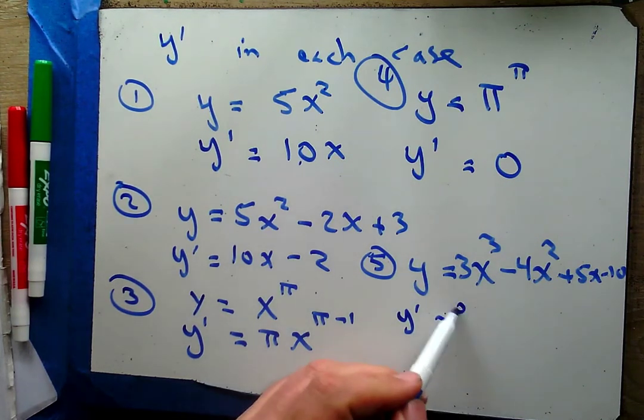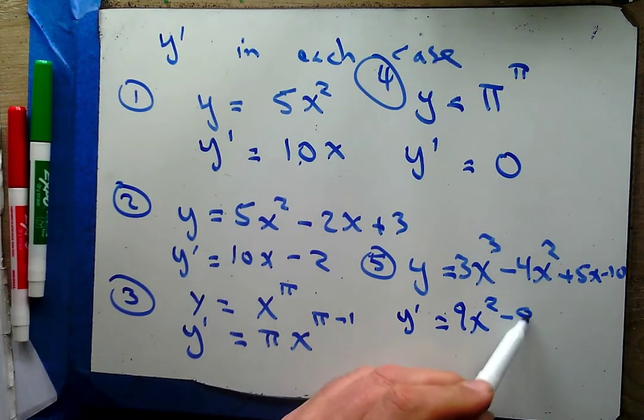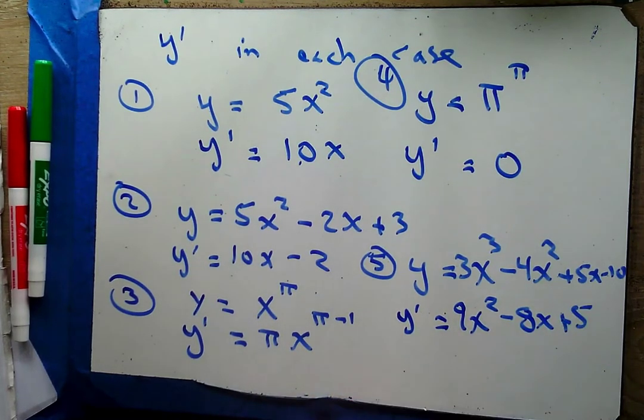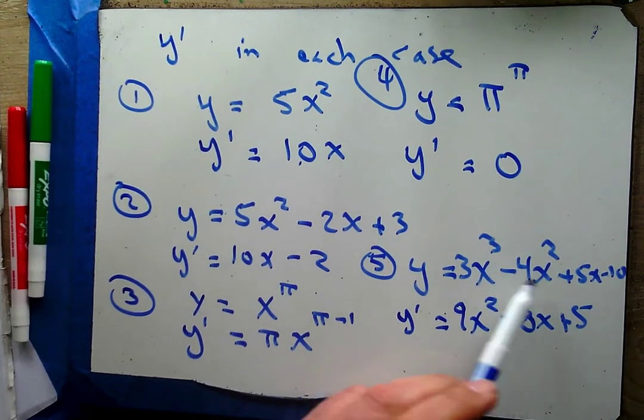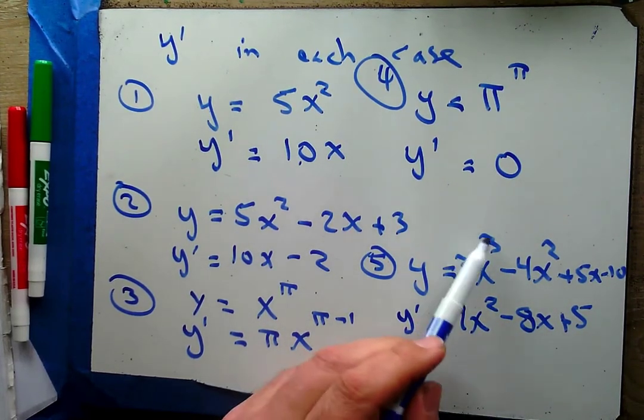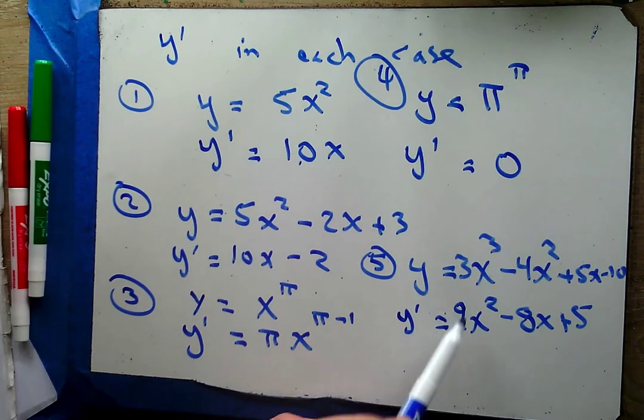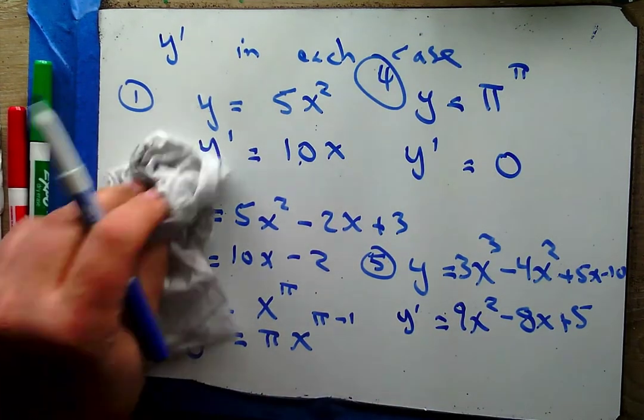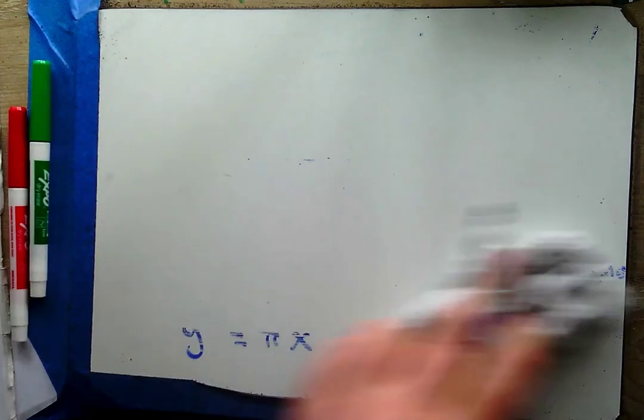9x squared minus 8x plus 5 is my derivative. Derivative of 5x is 5. I brought down the 2. I had negative 8x to the first. I brought down the 3 and subtracted 1. 3 times 3 is 9. Okay, we're starting to warm up here.